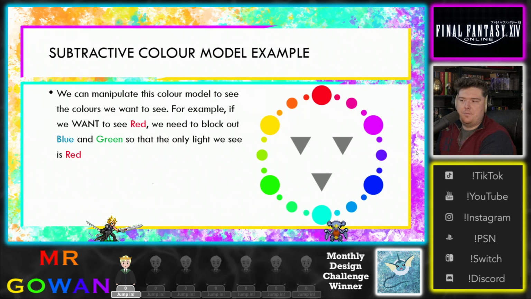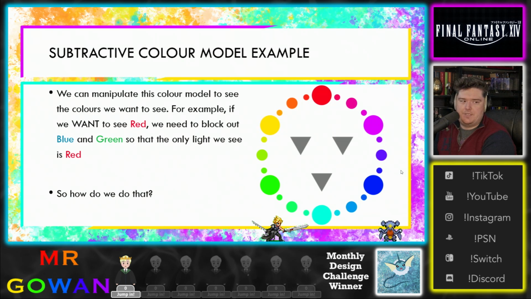So we can actually manipulate this color model so that we can see the colors that we want to see. So for example, if we want to see red, so if we want to keep red in the picture, then we need to block out green light and blue light so that the only light we see is red light. The question then is, how do we do that? So let's talk about it.